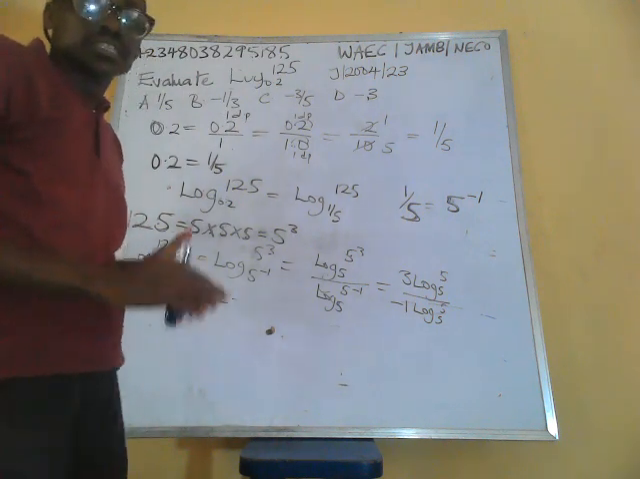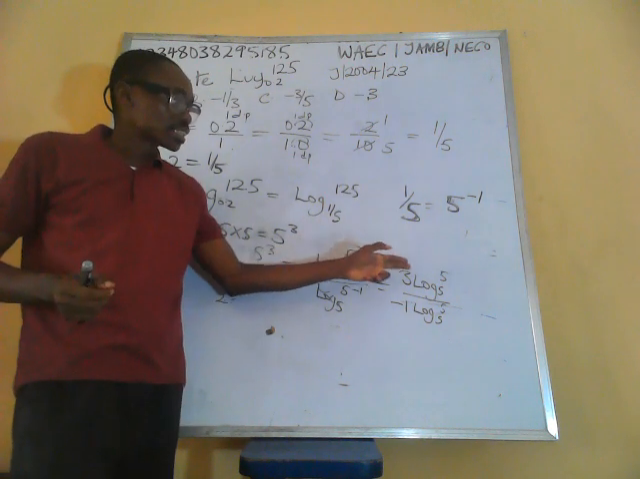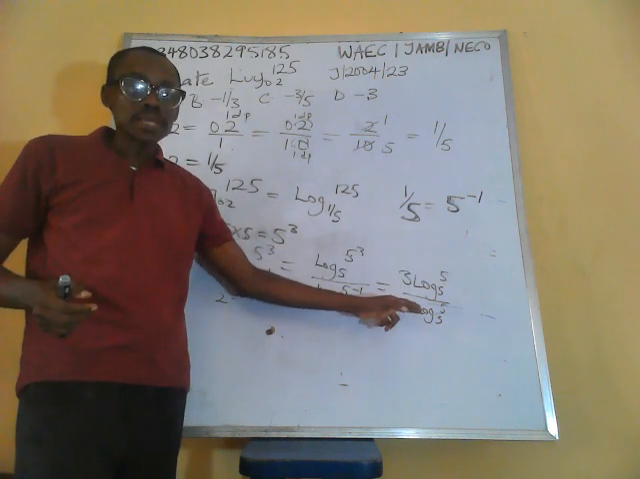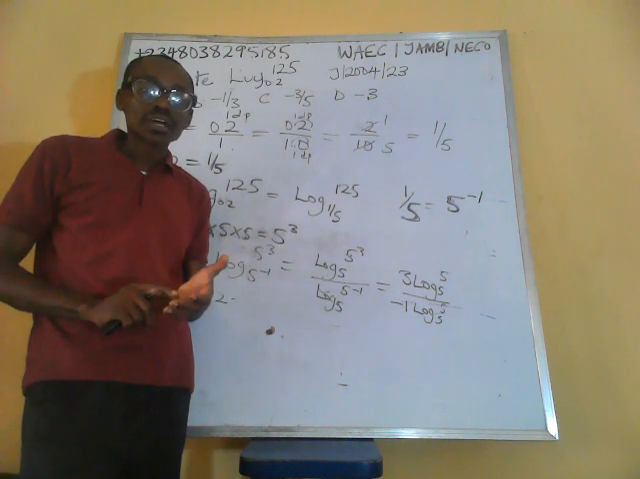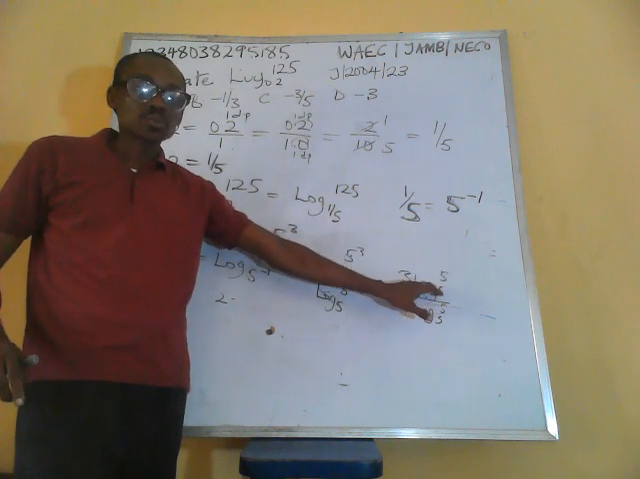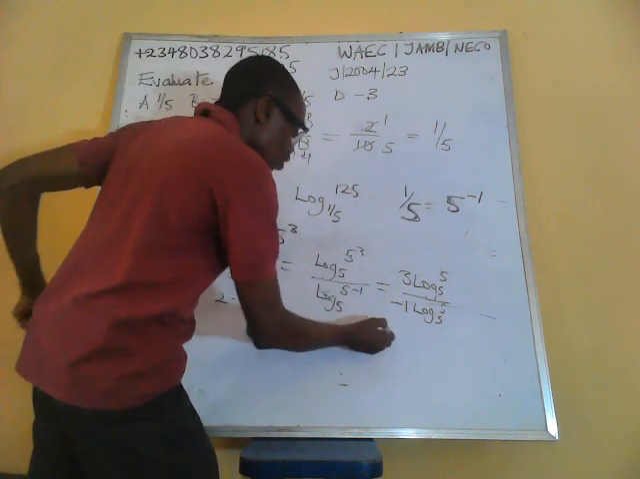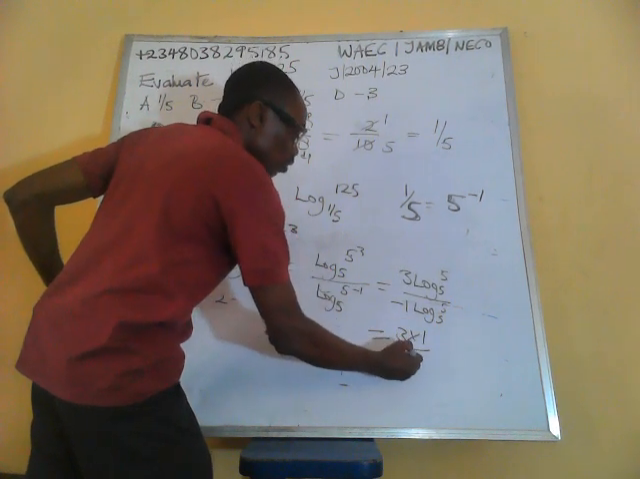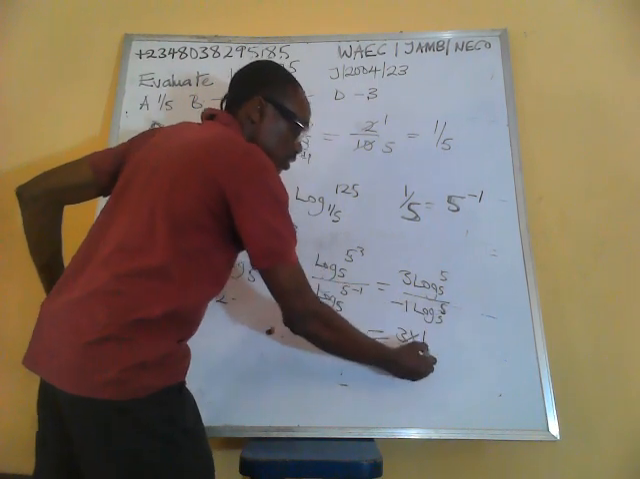Now there is this law of logarithm that states that the log of a number to the same base is 1. The law states that the log of any number to the same base is 1. So the log of 5 to base 5 is 1. So if the log of 5 to base 5 is 1, this is going to become 3 times 1 over minus 1 times 1. Log of 5 to base 5 is still 1.